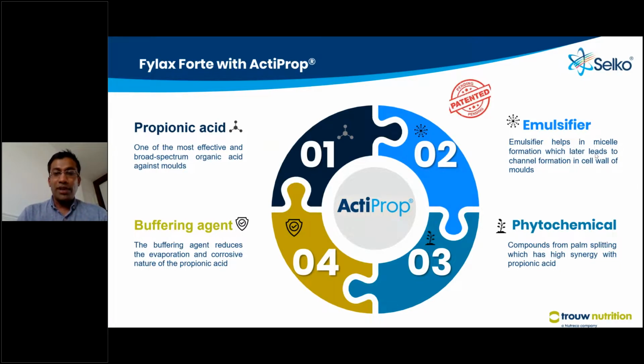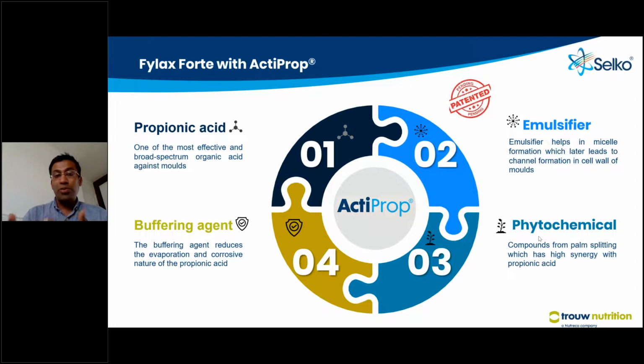help to reduce the surface tension of water, and also on the cell surface of the molds, so that it can break and the organic acid will penetrate and kill the mold spores. And of course, we also see synergies of using certain phytochemicals in addition to propionic acid as a very good mold inhibitor. I will show some results later on.